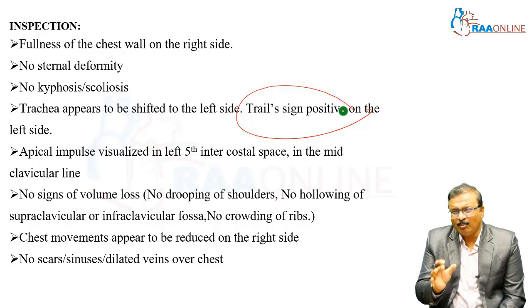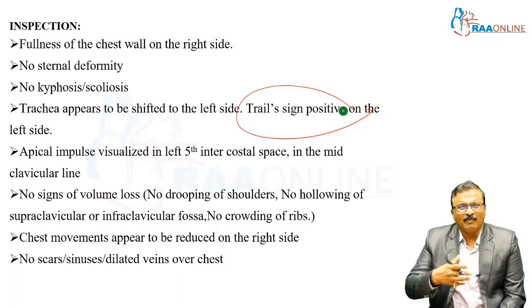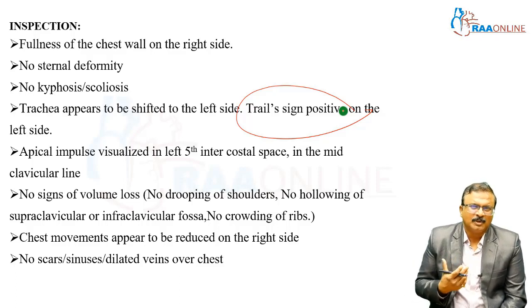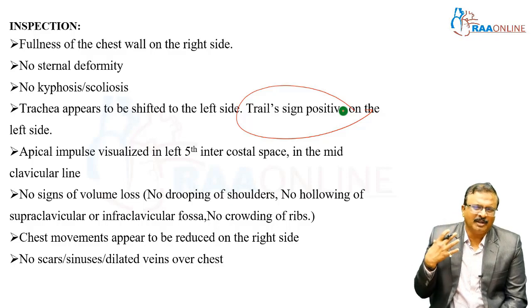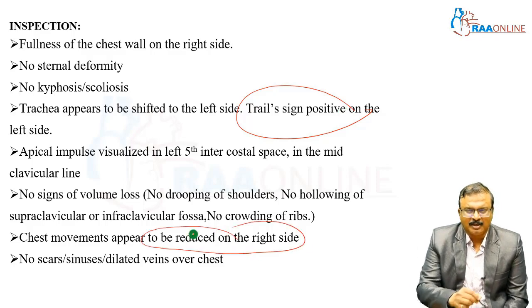No signs of volume loss, no drooping of shoulders. Drooping, you always look from behind, and the patient should be standing. No supraclavicular hollowing or crowding of ribs, nothing is seen. Chest movements are reduced on the right side.